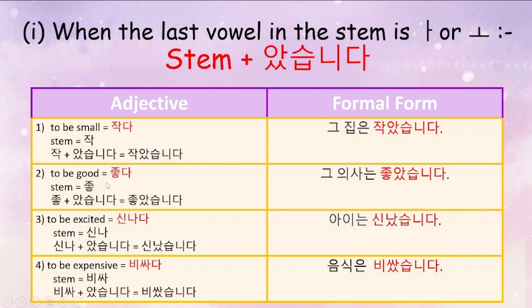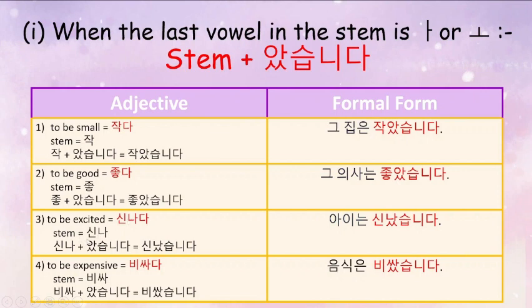Another example. The adjective 좋다, which means to be good. The stem is 좋. Here the last vowel is o. So what will be the ending? asimnida. 좋았습니다. Suppose I have to say that the doctor was good. 그 의사는 좋았습니다. Okay? Let's see another example, that is 신나다, which means to be excited.